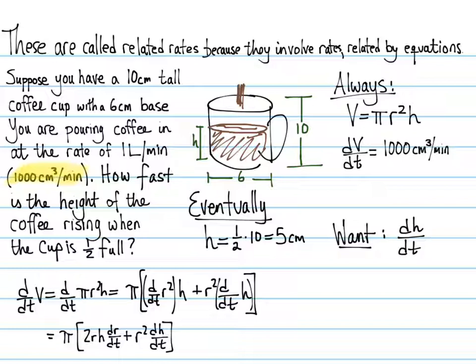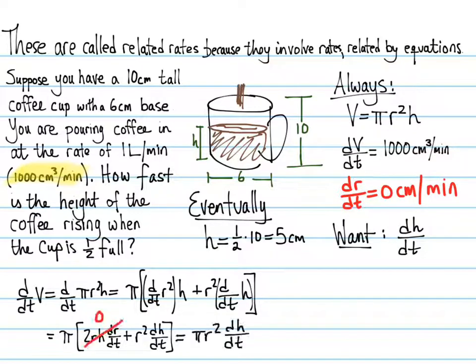Now, dr/dt is actually 0. Pause for a second and think about why it's 0. And now that you're back, the reason dr/dt is 0 is because the radius of this cup never changes. It's always the same radius. And so if it's never changing, the derivative of a constant is 0. And since that's 0, we can cross that out, and we get pi r squared dh/dt is dV/dt.